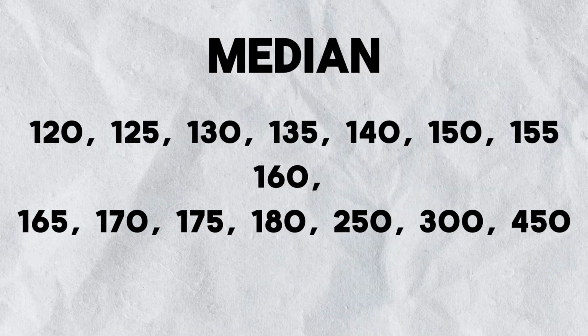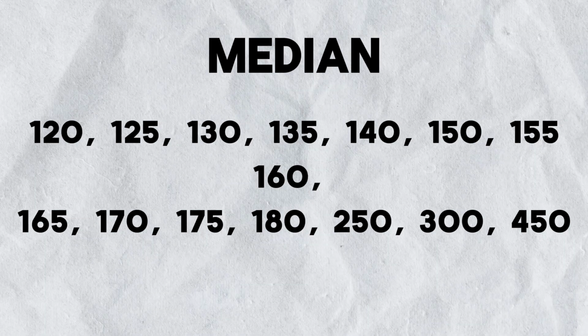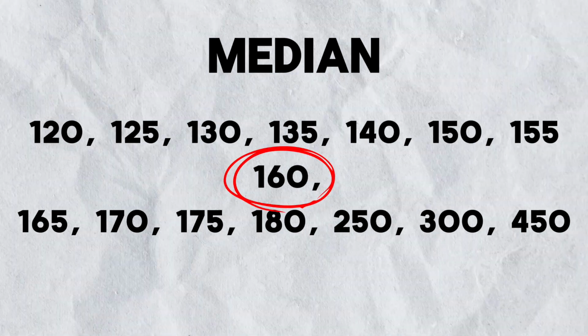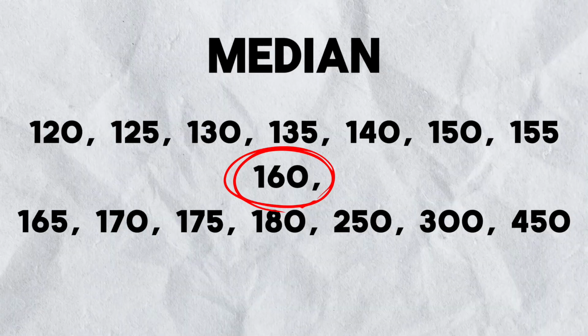Let's calculate the median price. Sort the prices and find the middle value. Since there are 15 houses, the median is the 8th value. The median house price is 160,000. This value is not skewed by the very high house prices and better represents the central tendency of the data.